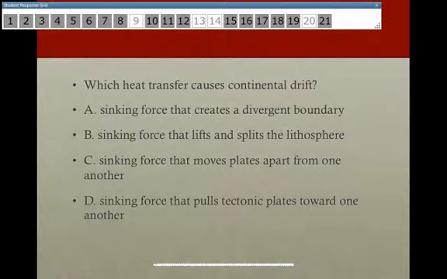Which heat transfer causes continental drift? You guys know what continental drift is, right? Where Pangea is drifting and moving apart. Is it like 16 inches every year? I don't know. I think it's actually smaller. 16 sounds really big.